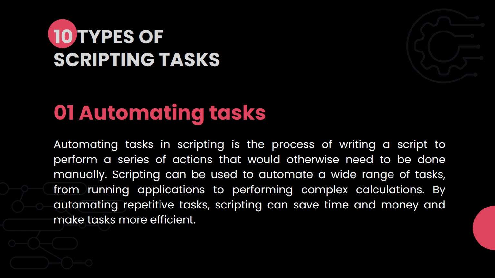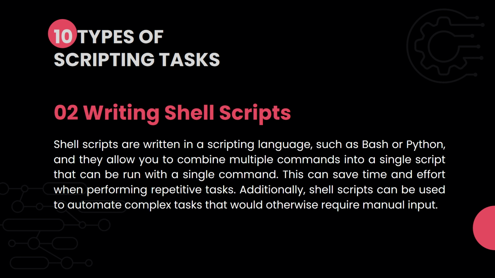Types of scripting tasks. Number one, automating tasks. Automating tasks in scripting is the process of writing a script to perform a series of actions that would otherwise need to be done manually. Scripting can be used to automate a wide range of tasks, from running applications to performing complex calculations. By automating repetitive tasks, scripting can save time and money and make tasks more efficient.